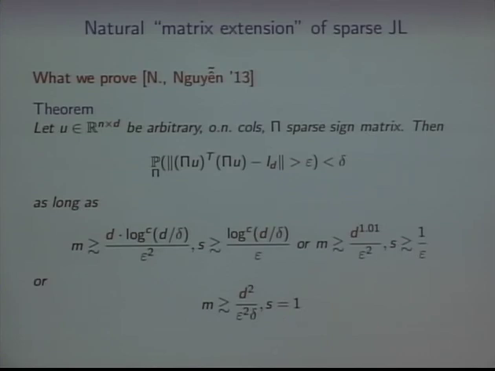Yes? Yes, the spectral norm. Yes, L2 to 2 operator norm.